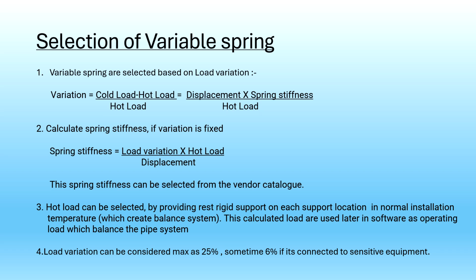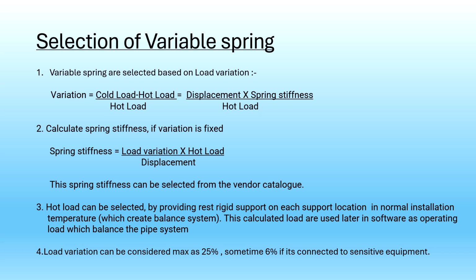Variable springs are based on the load variations. Variation will be cold load minus hot load, and hot load. That means the cold load is the preset load which we provide in the spring hanger, and hot load is the actual load which remains active during the plant operation, which we call the balance load. This gives rise to displacement and spring stiffness. If you have the spring displacement, that is the thermal displacement, as well as the spring stiffness value, or you can calculate the spring stiffness from these parameters which have been provided.